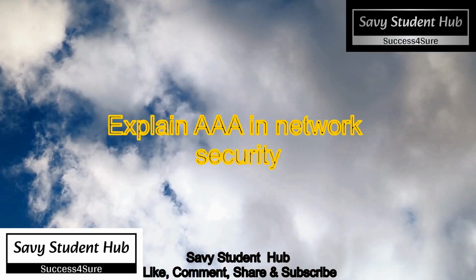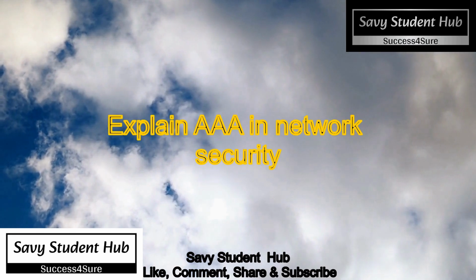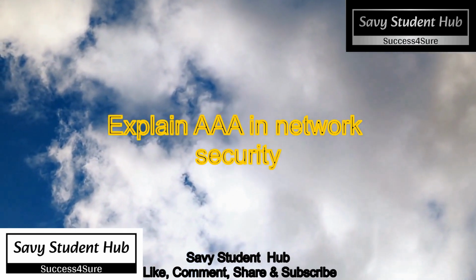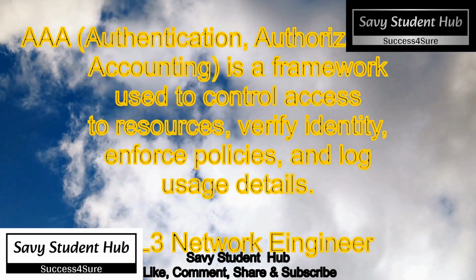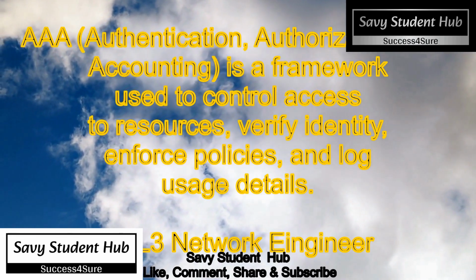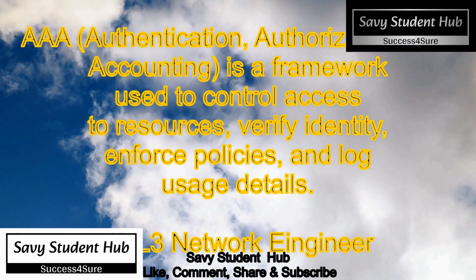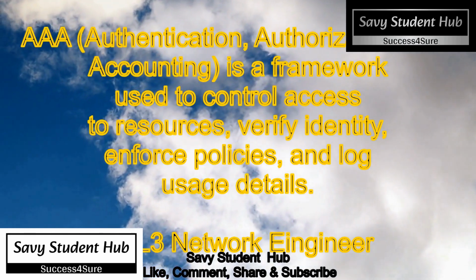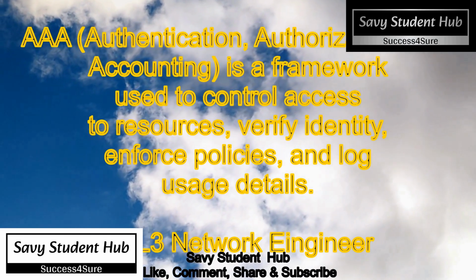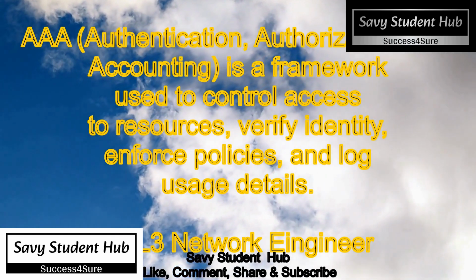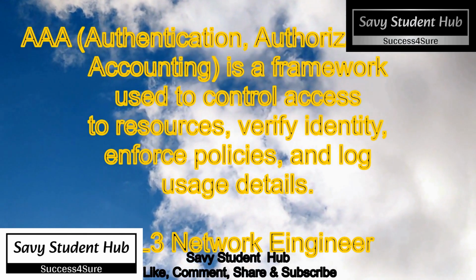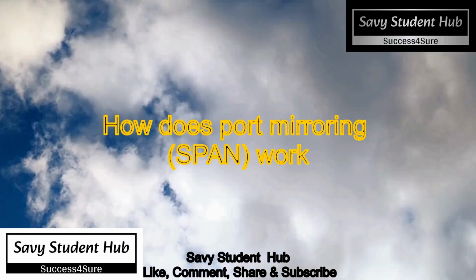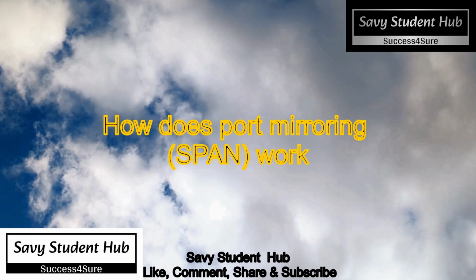Explain AAA in network security. AAA, authentication, authorization, and accounting, is a framework used to control access to resources, verify identity, enforce policies, and log usage details. How does port mirroring, SPAN, work?